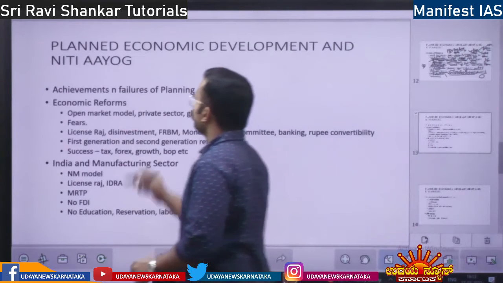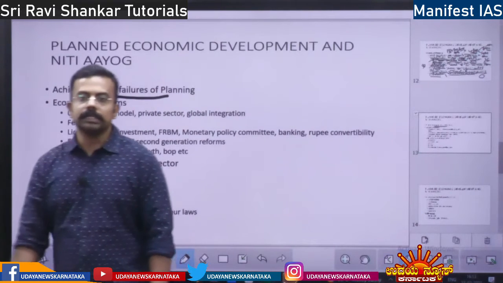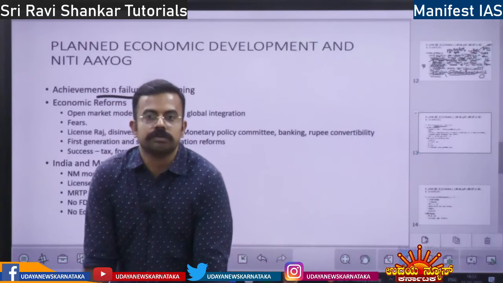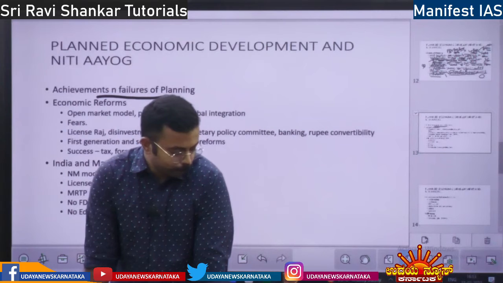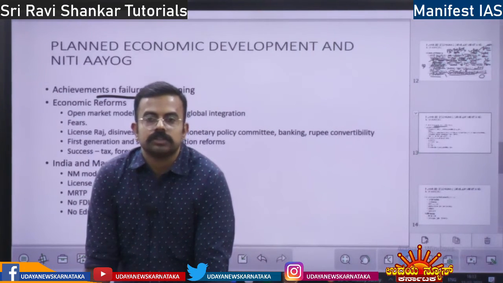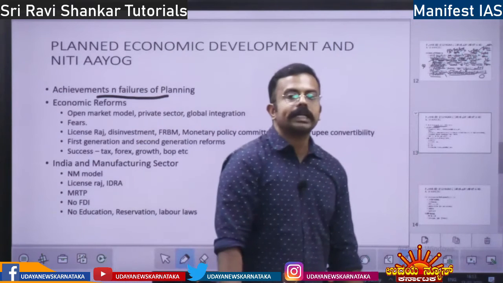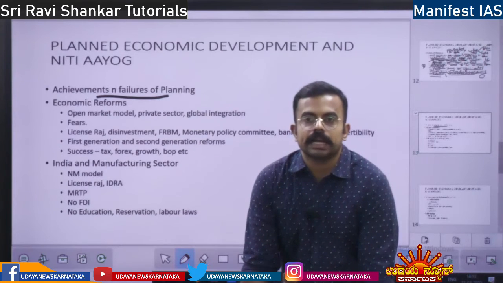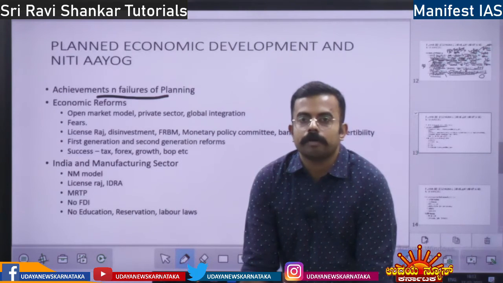So, achievements and failures of planning. What are the achievements and failures? So, planning alli, what have we achieved? First thing, let us look at the social sector. So, socially, we spent on poverty eradication. So, a little bit of poverty was eradicated, right? And the health sector. So, Garibi Hatao, there is focus on poverty eradication. And also, the focus was on employment generation.